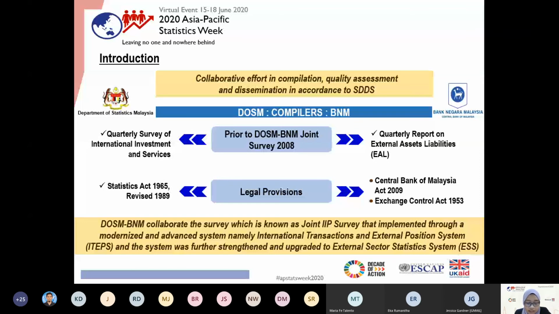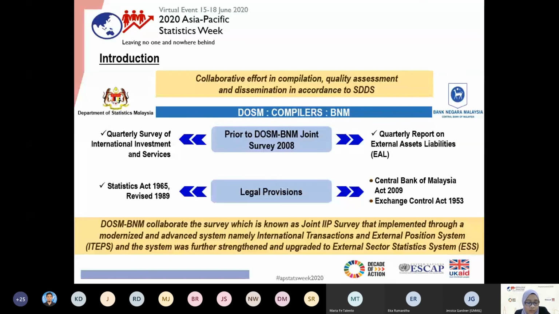Prior to 2008, DOSM applied the conventional method of using hard copies of questionnaires to collect the IIP data from the respondents and companies. At the same time, the Central Bank of Malaysia, which is BNM, also conducted a survey to compile the external debt statistics. It is clear that both agencies carried out the same exercise to collect and compile data on the same subject, which eventually led to inefficiency and ineffectiveness in the use of resources.